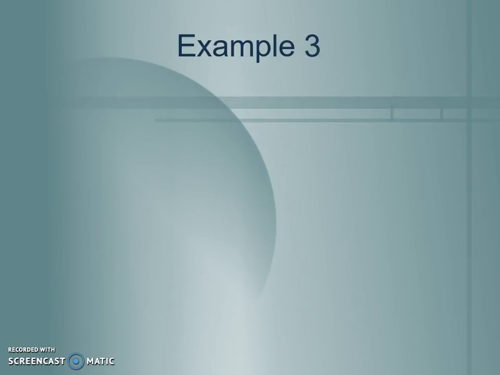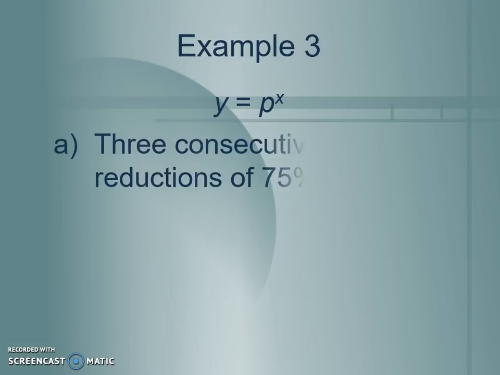So example 3. Photocopiers and graphics programs allow the user to enlarge or reduce an image using a percentage of the original, which is p. The equation y equals p to the x value can be used to find the effect of successive enlargements or reductions. What percent of the original is the image produced by each of the following? Round to the nearest tenth of a percent. So the first one says 3 consecutive reductions of 75%.